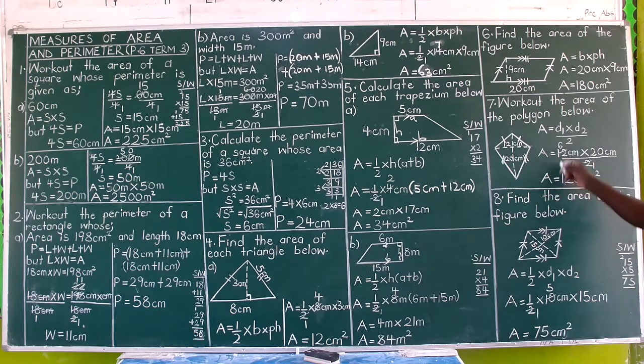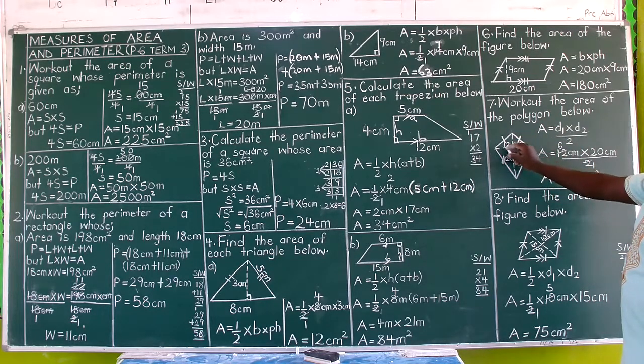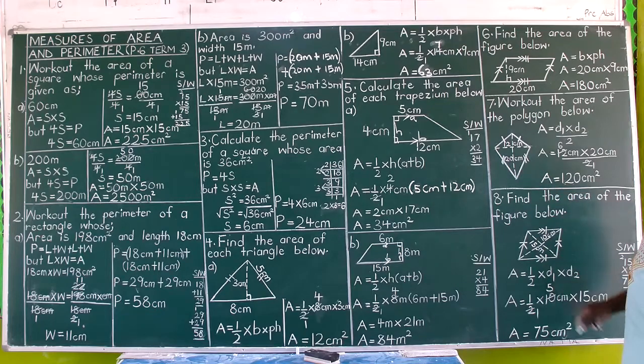So diagonal 1 is identified to be 12 centimeters. That's the shorter diagonal, then the longer is 20 centimeters. And so we substitute. So area equals 12 centimeters times 20 centimeters divided by 2.